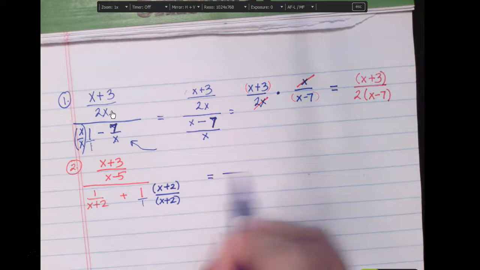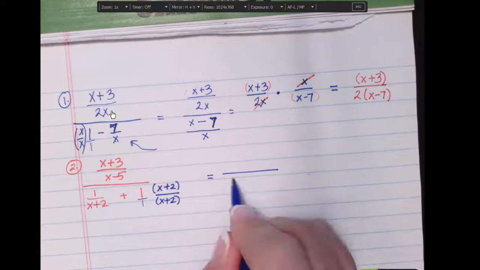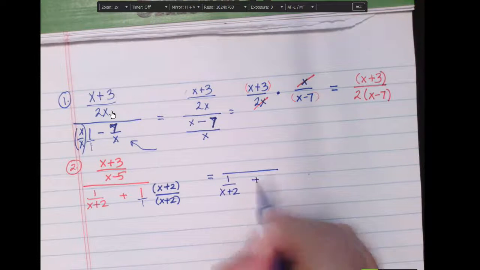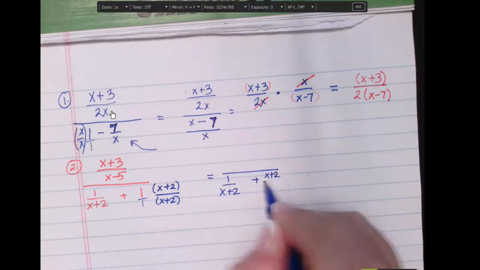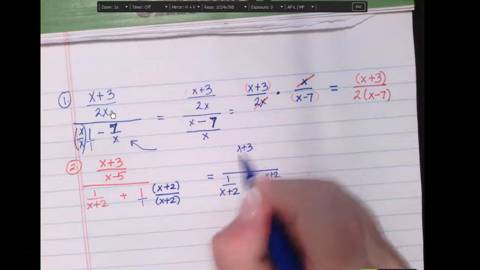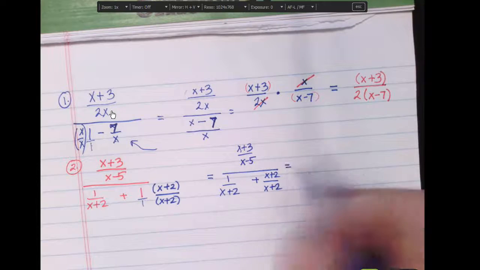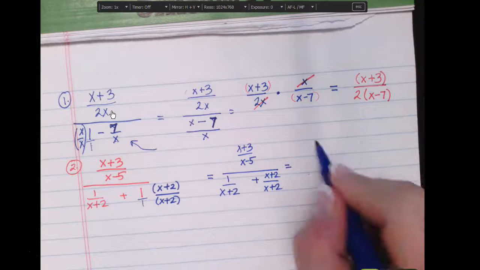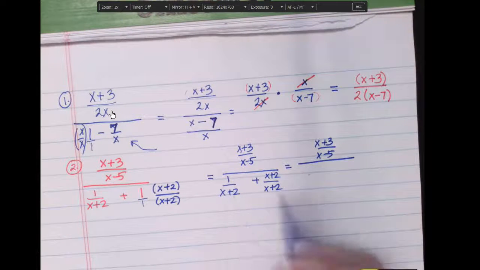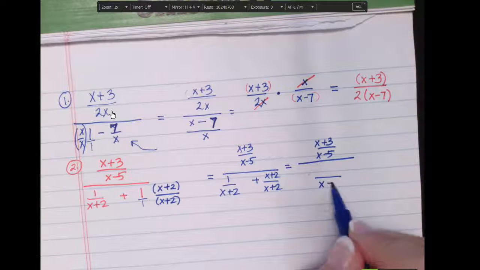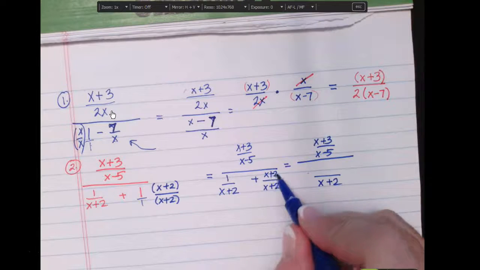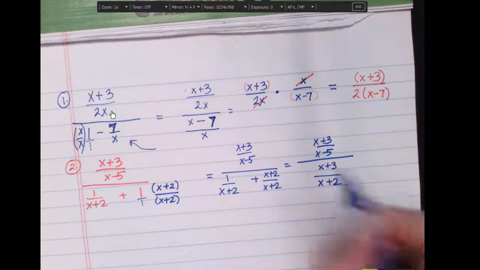So that gives me 1 over x plus 2 plus x plus 2 over x plus 2. And the top is going to stay the same for a while. And let me just go ahead and work with this bottom expression again. So now that I've got common denominators, the rule of fraction addition is you keep the denominator and add the numerator. So 1 plus x plus 2 is simply x plus 3.